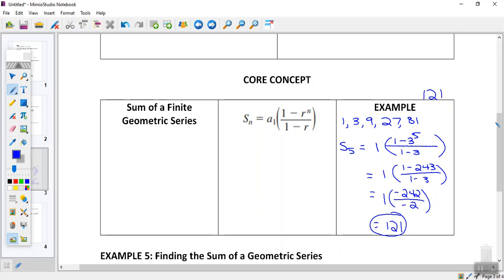So if I say, can you give me the sum of the first n values right here using that formula? Understand how to use it here? Yep. Okay. What have we got left here?